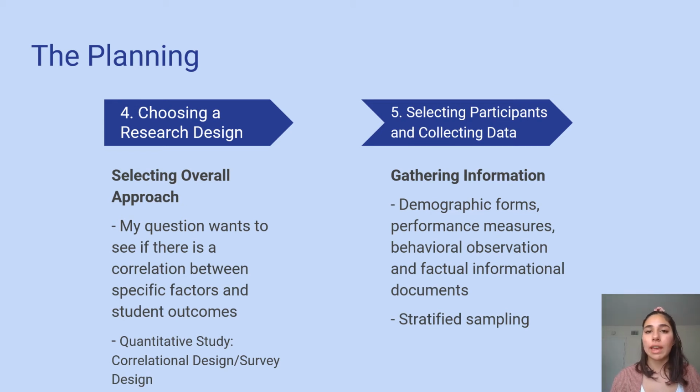So the correlational design, the intent is to describe the extent to which predictor variables relate to outcome variables, which essentially is what I'm looking at. I want to look at what variables will predict or lead to the successful outcomes, student outcomes. So then looking at step 5, selecting participants and collecting data. For this type of study, I would be looking at demographic forms, performance measures, behavioral observation, and factual informational statements. So based off of my variables, this is the way that I would get my information.